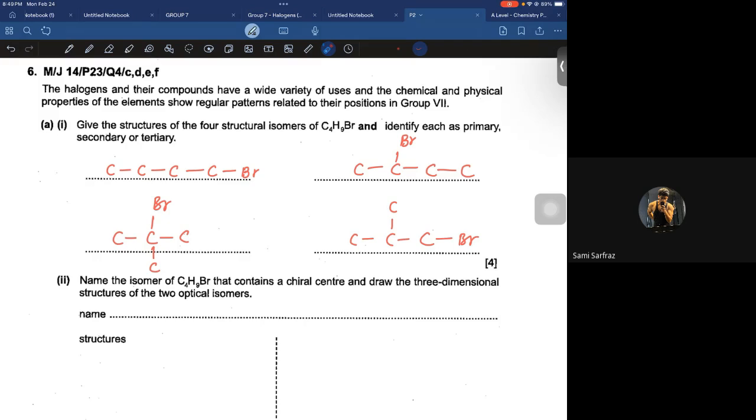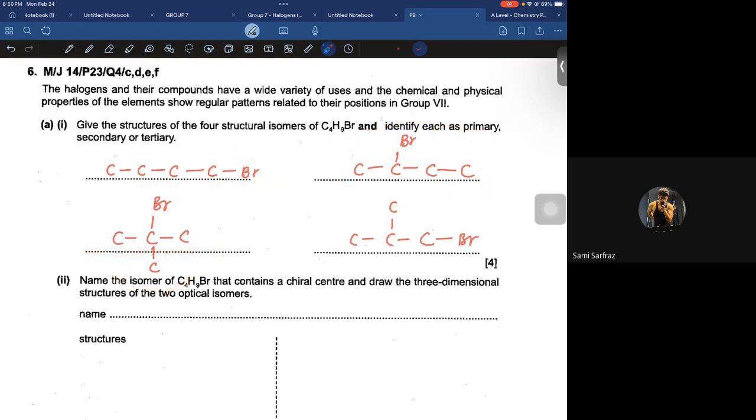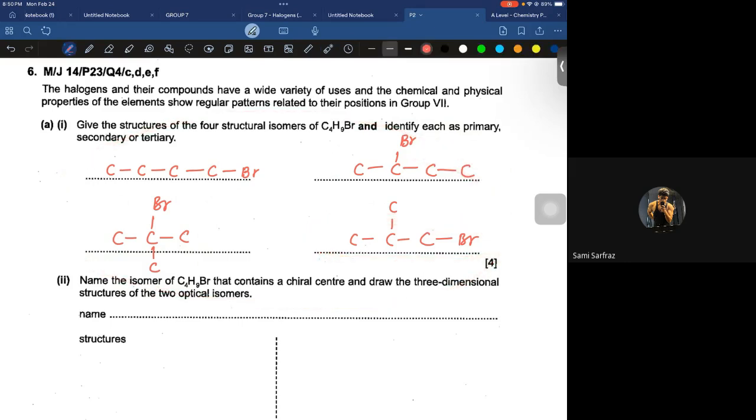So the first one is 1-bromobutane, 2-bromobutane, 2-bromo-2-methylpropane, and 1-bromo-2-methylpropane. All the names are different, so yes, they are isomers. Isomers are possible when the names are different; when the name is the same, the isomer is not possible.